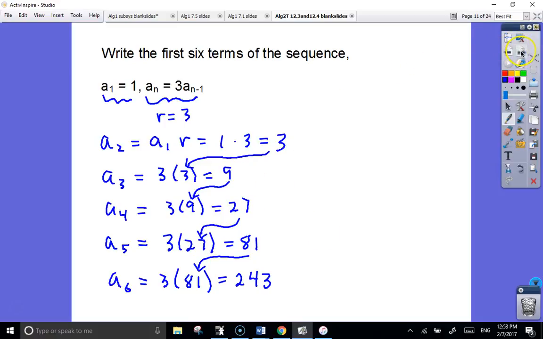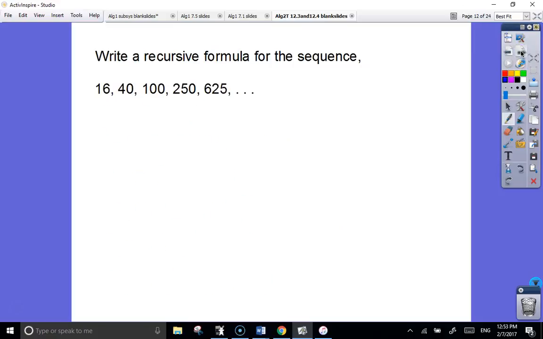So I think that's all we say about that. Now we'll write the recursive formula for that. Okay, so the formula goes an equals r times an minus 1. So I need to plug in the r. What is r? Again, it's 2.5. 40 divided by 16 is 2.5. You could leave it as a fraction, 5/2, but I'll leave it like that.